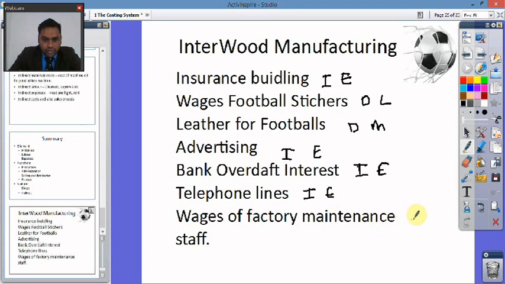Wages of factory maintenance staff. So this is an indirect cost. The reason is that it's maintenance and not the actual production. So it's going to be indirect, and obviously wages is labour. Okay, let's now rub this out and classify by function.